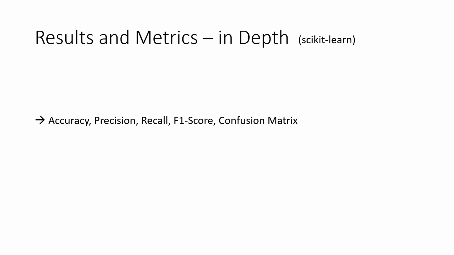Yeah, so I see I'm slightly over the time. My results and metrics. I used scikit-learn for that, and it's pretty straightforward for classification problems. I just took the accuracy, precision, recall, F1 score, and confusion matrix, as you saw in the stakeholders presentation. So this is pretty straightforward and standard for classification problems.